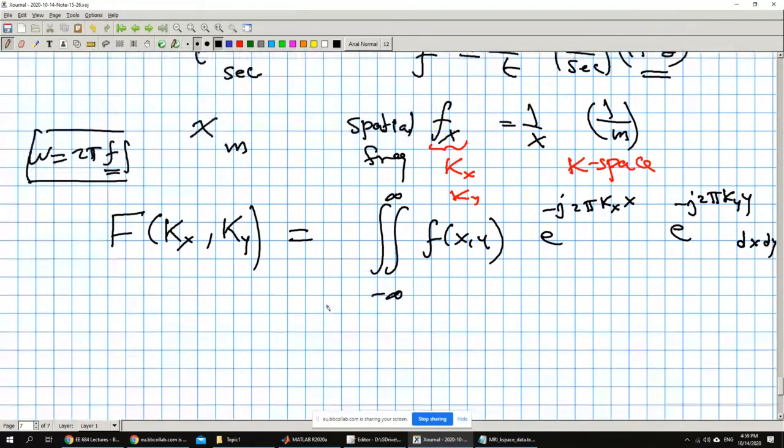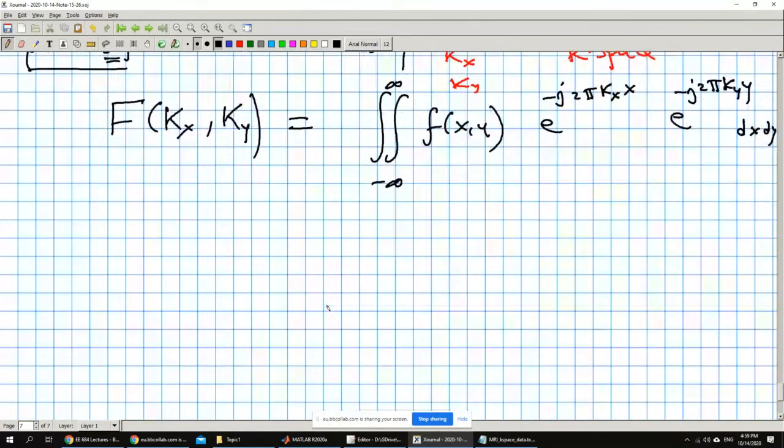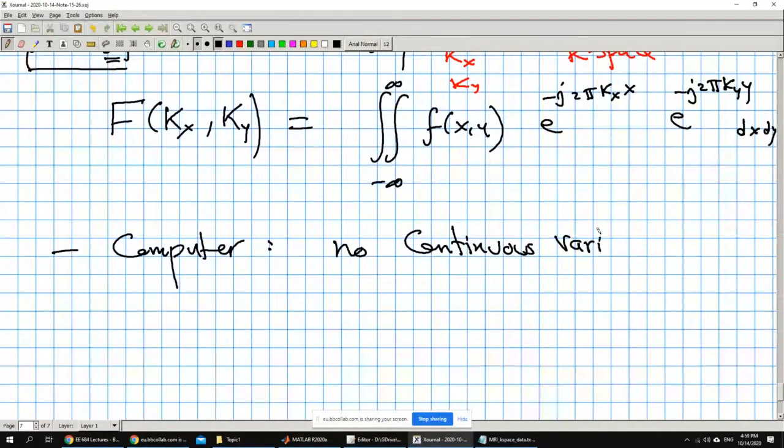How do we compute that inside the computer? This is an integration. In general, any continuous domain you cannot really deal with in a computer. So in a computer, there are no continuous variables, or no real numbers.